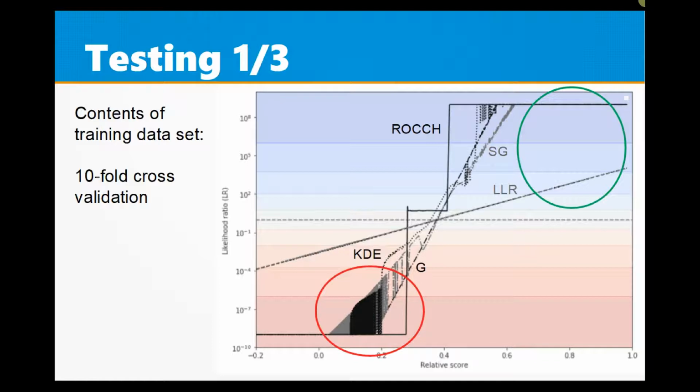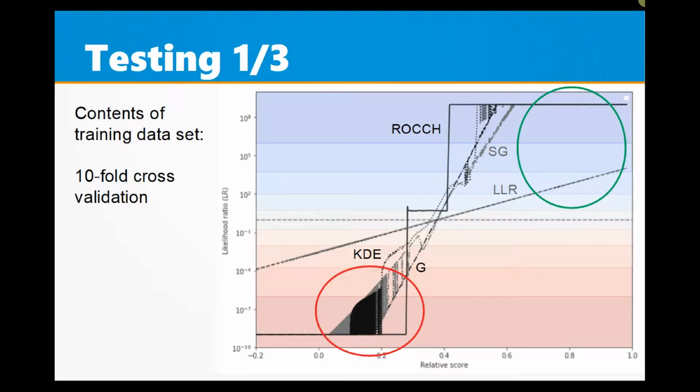And the graph here shows all the models in one image, so it's a little bit crowded, but the important aspect to notice is that some of the models show a strong variation at high and low scores. An example here is circled in red. And in particular, this is true for the KDE and the skewed Gaussian, whereas other models show virtually no straggling at all. An example here is in green. And this is in particular true for the ROC convex hull and the linear logistic regression model.